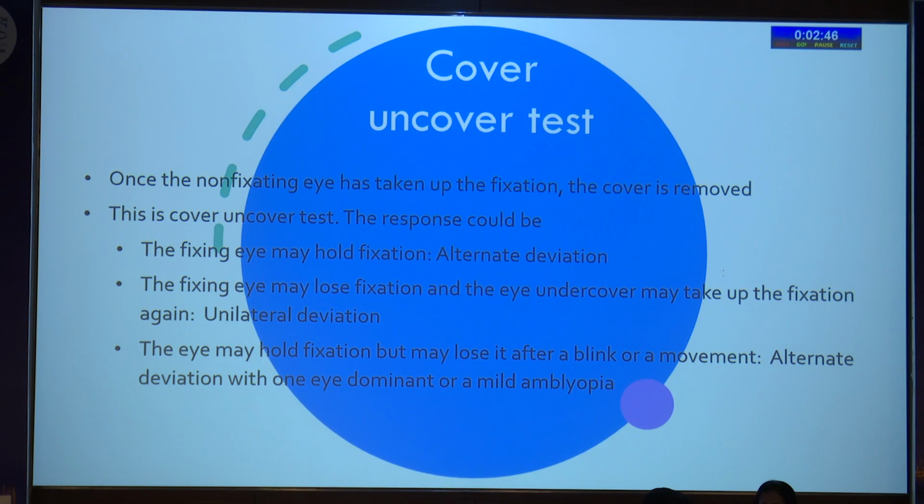And what information this test gives you is whether it is a unilateral strabismus or an alternate strabismus, which means that if the eye under cover has lost fixation and the other eye has taken up the fixation, when you uncover it, if the other eye is still maintaining the fixation, then it is an alternate deviation. And if it leaves the fixation, then it is a unilateral deviation.